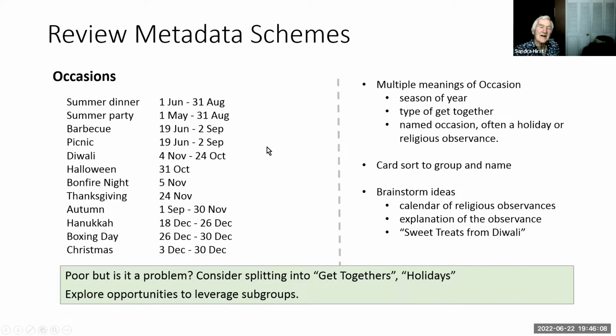So it's poor. Is it a problem? Well, it's not great the way it is. It's not useful. Could we extract any use from it? Maybe we could brainstorm ideas and separate out the religious observances, have a calendar, explain what the observance is.